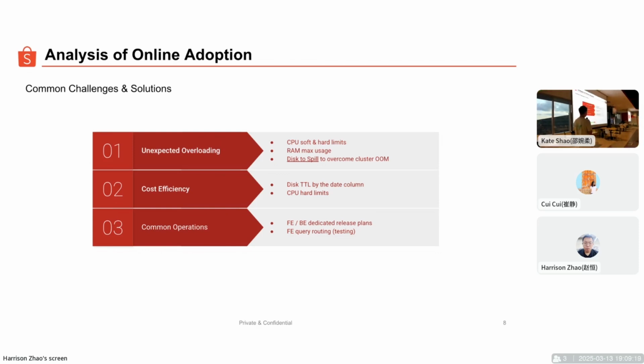The second one is that in Shopee, we try to manage every cluster's cost. That's why we introduced the disk detail. We encourage people to use the data set with the date column, so we can define a TTL to manage a long-term, acceptable or affordable cost. And for the CPU hard limit, we don't charge any cluster for that. Basically, it's a shared resource within the organization. So you always have the privilege to burst for that, but we don't charge you.